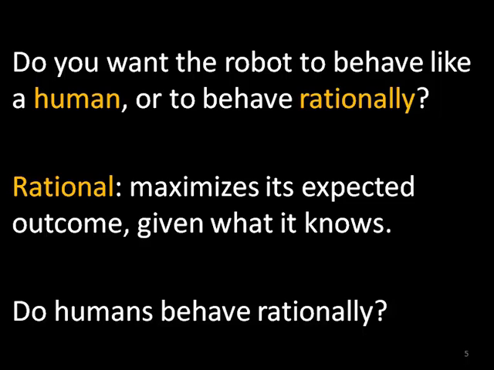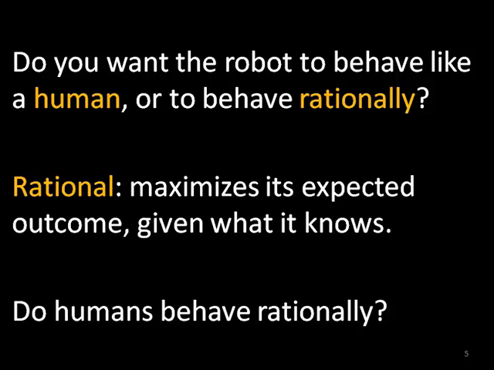When we consider how we want our agent to convert perception into behavior, there's one most fundamental question that we have to start out with, and that is, do we want the robot to behave like a human, or do we want the robot to behave rationally? Here, the word rational has a specific definition that may be different than the way that we typically think about rationality. In artificial intelligence, the word rational means that an agent maximizes its expected outcome given what it knows. Do you think that humans behave rationally under this definition of rational?